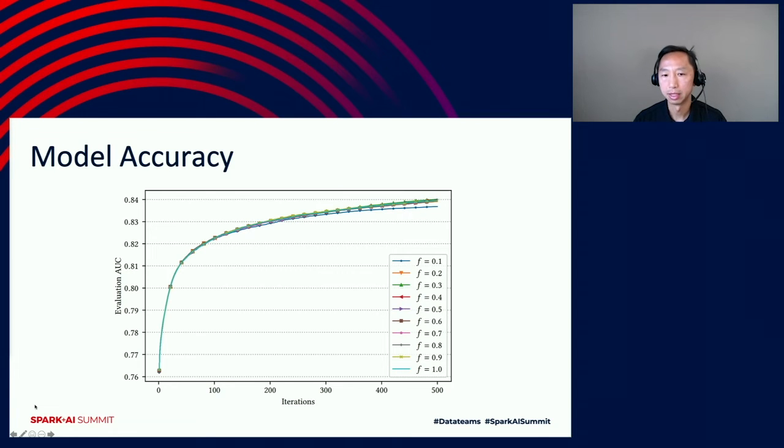And here we show the training curve of the out-of-core algorithm with different sampling ratios. You can see they're pretty equivalent. You see some slight drop when you sample too much, when you go down all the way to 10%.